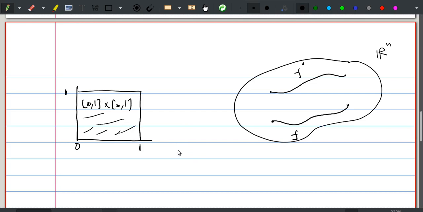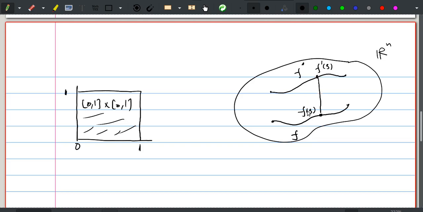Now during this homotopy, each point, say this point F(s), travels along the line segment to this point F'(s). This is point F'(s). So this point F(s) travels along this line segment to F'(s).